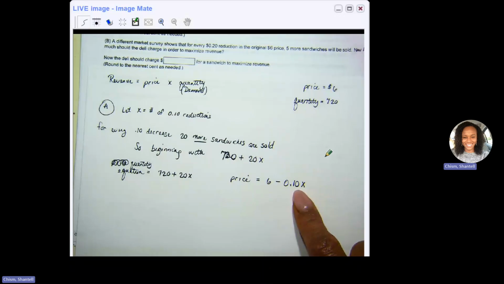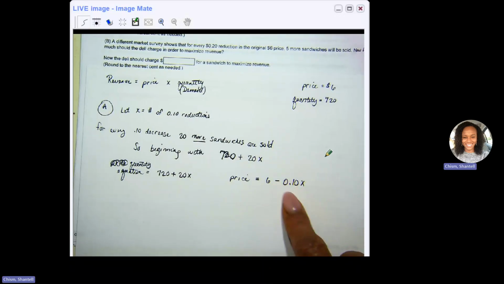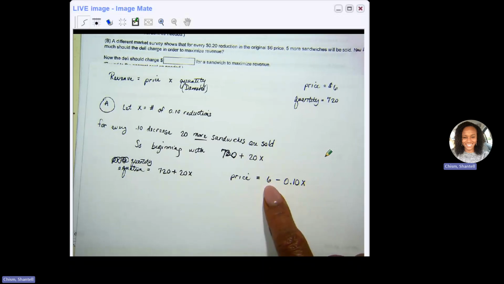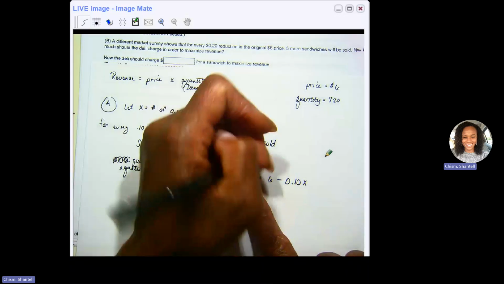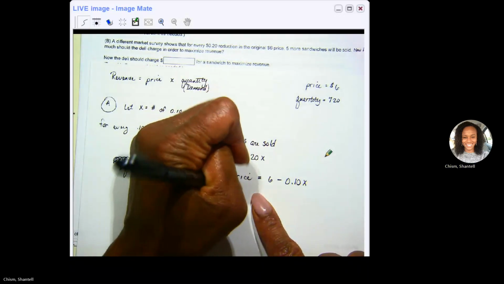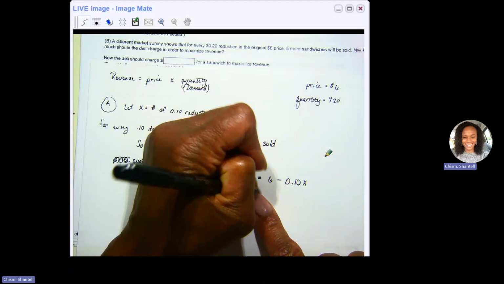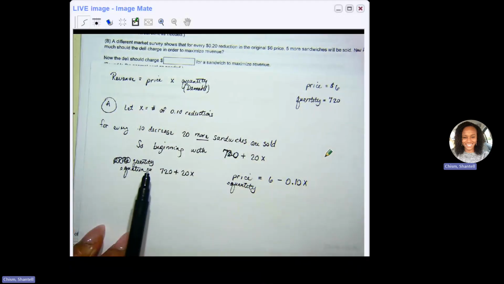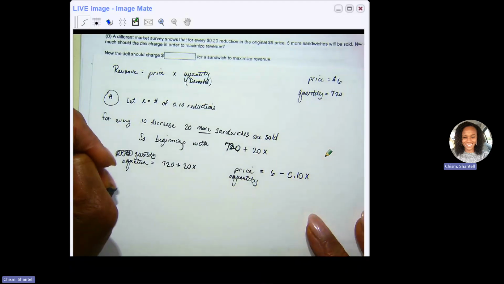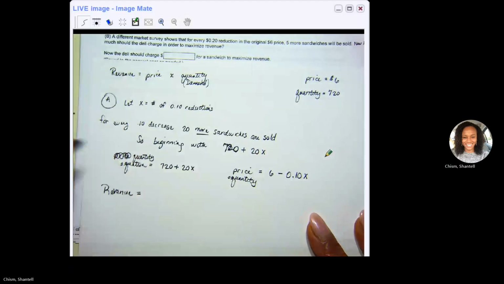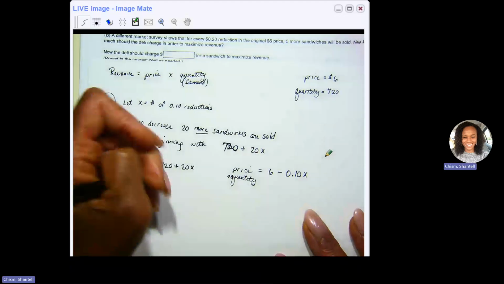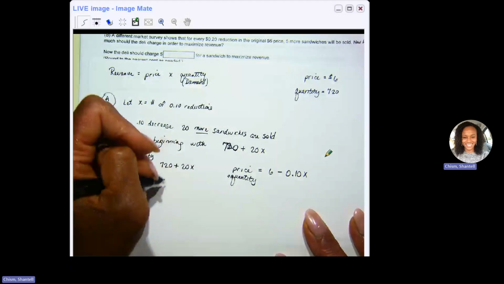So 10-cent reductions will be, as we increase more and more of these reductions, we'll be taking away from that original price of $6. So now we have an updated new price equation related to this situation for part A and a new quantity equation. So our revenue equation, therefore, is price times quantity or quantity times price, doesn't matter the order.